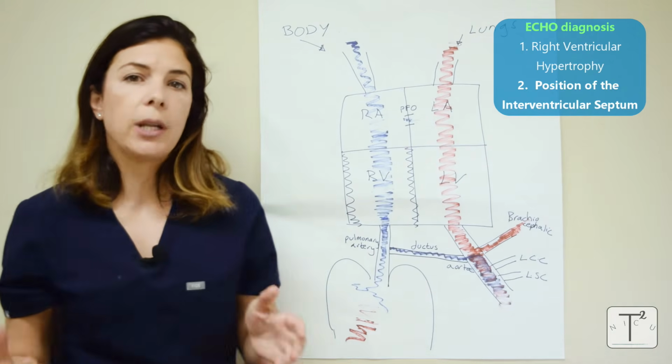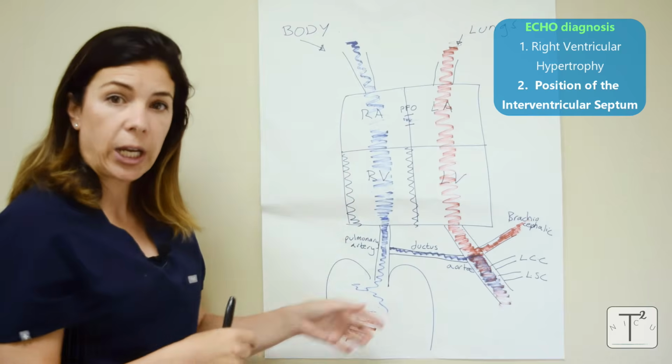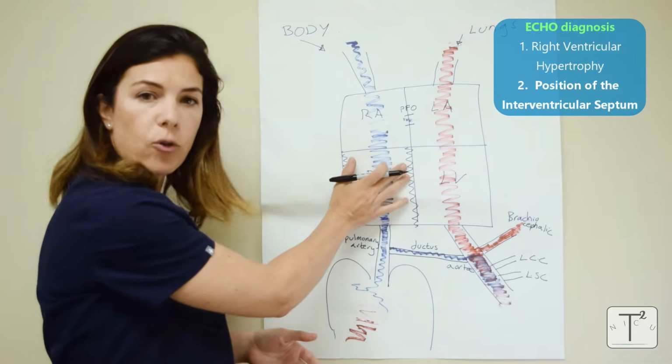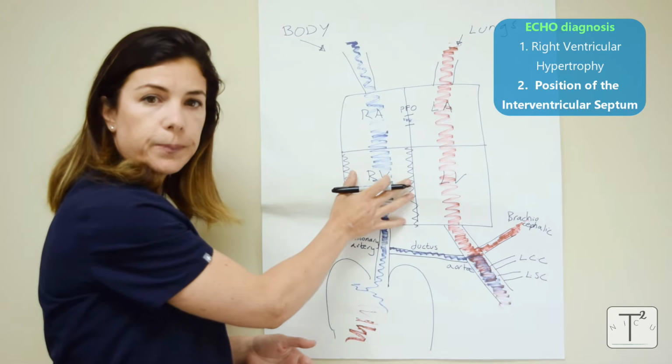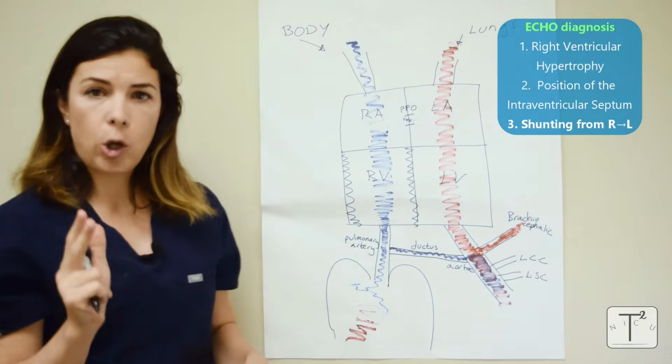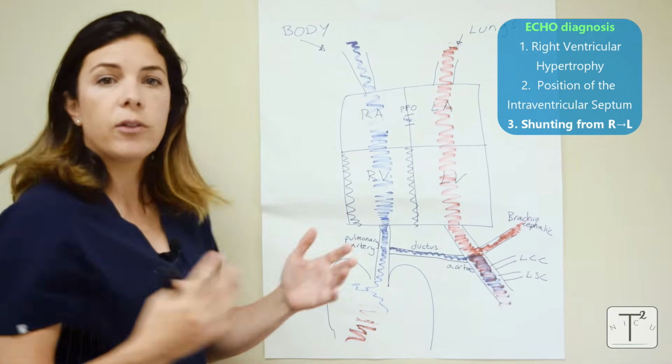So you might see on an echo report interventricular septal flattening, which would suggest that there's increased pressures on the right side of the heart. So that's the second thing that you might see on an echo. The third thing that you might see on an echo is the shunting.